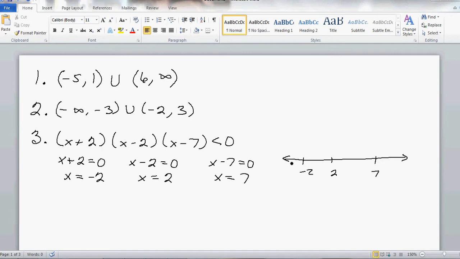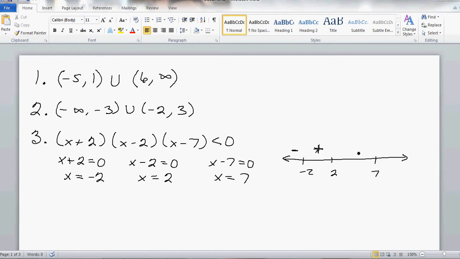Now what I'm going to do is pick a point somewhere down here, say -3. If I put in -3, what I get is negative, and all I'm really interested in is what sign, positive or negative. So -3 will be negative, negative, negative. Well, negative times negative times negative is negative. So I'm going to put a negative in that little area there. A good point to choose in here is 0. So if I plug in 0 here, I get positive, negative, negative.